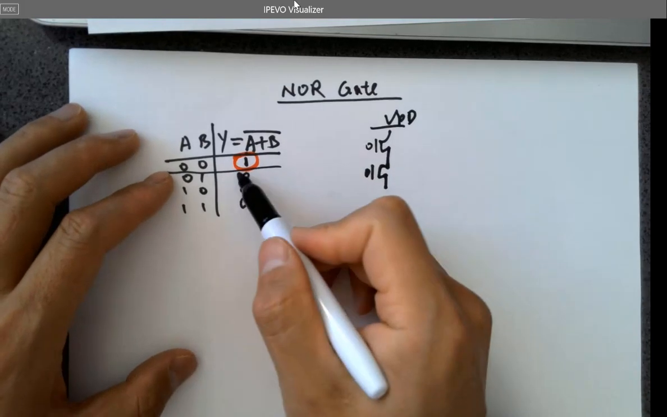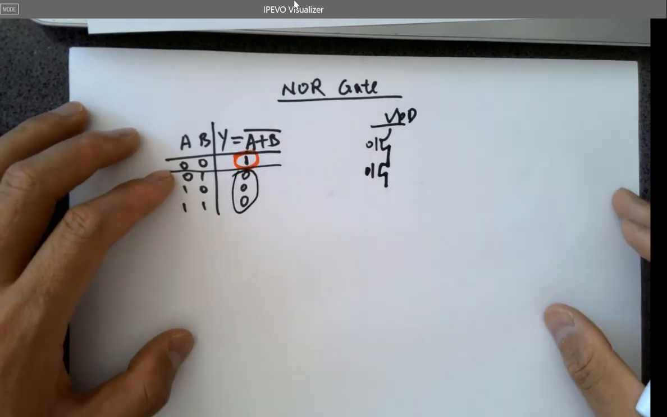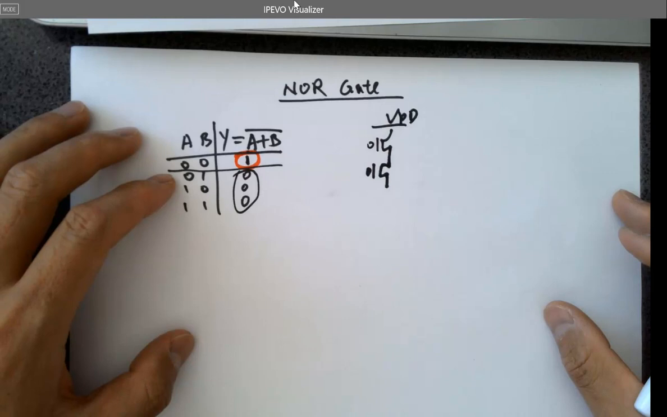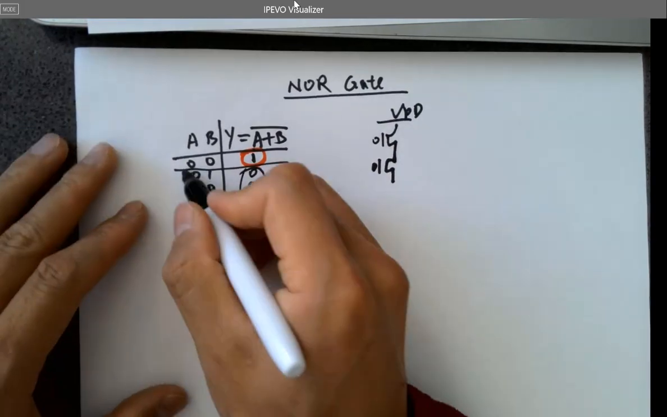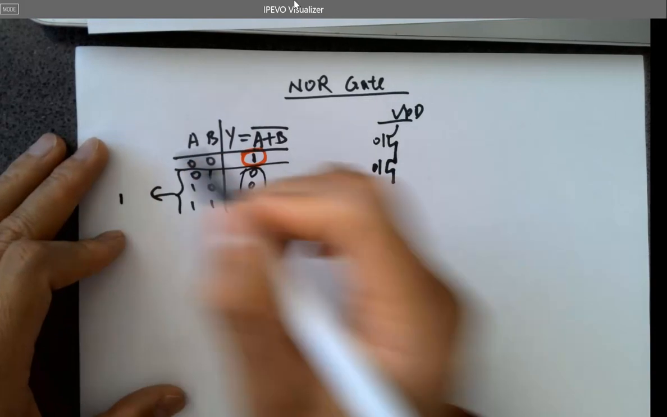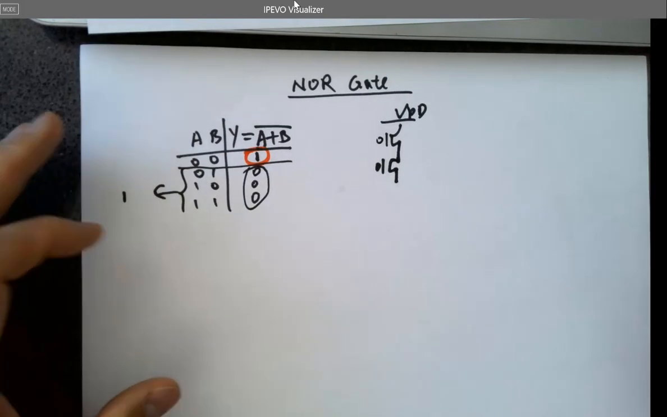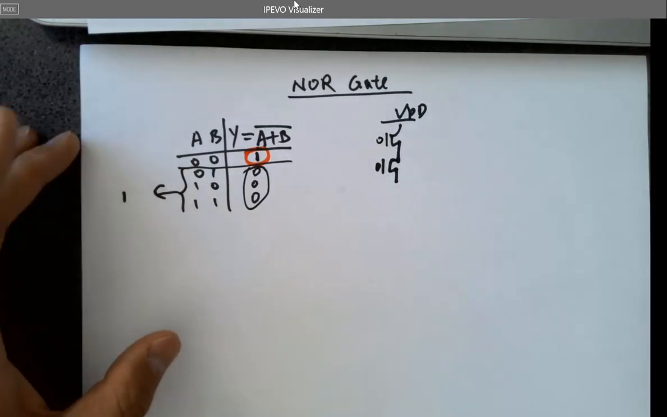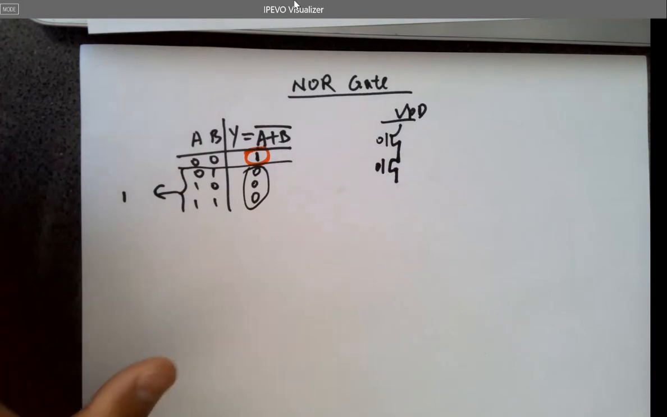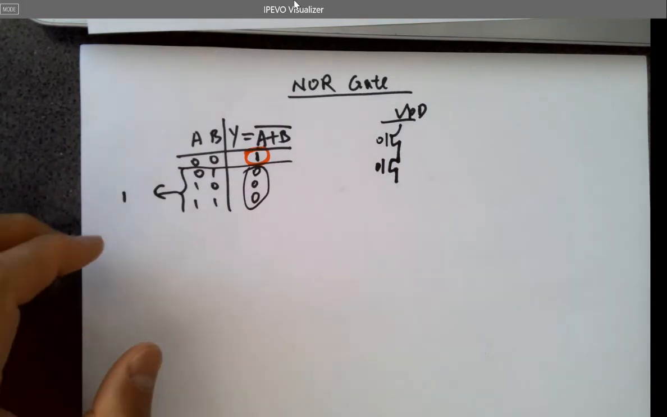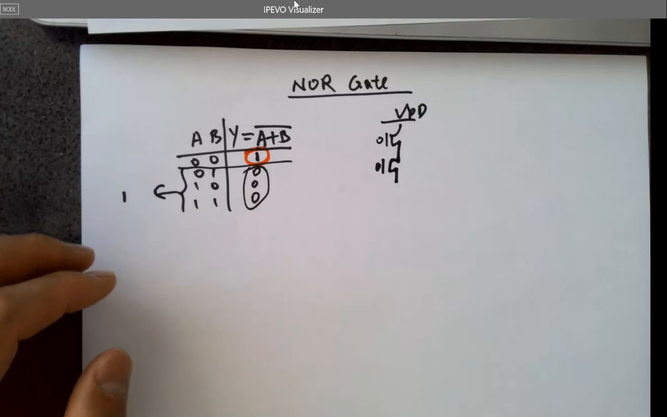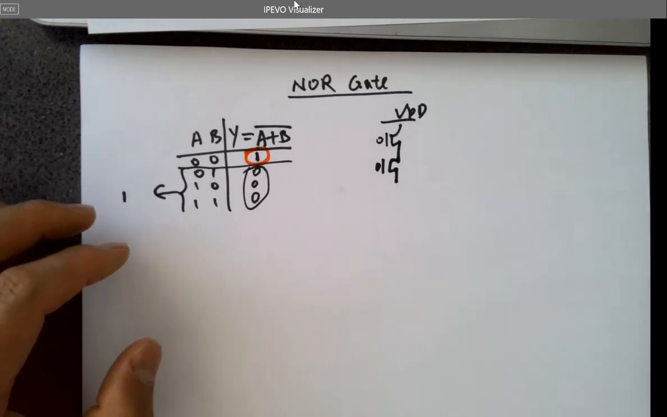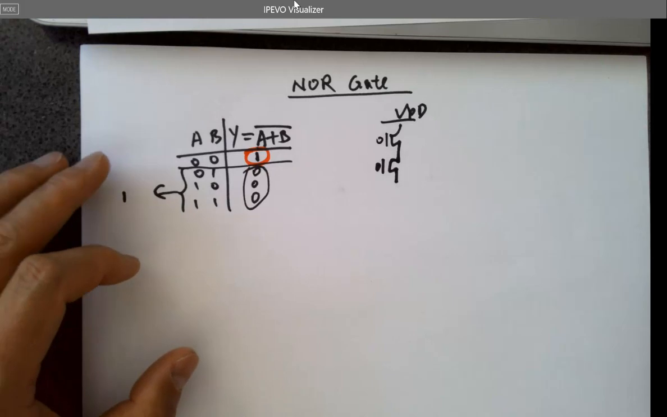Okay, to pass zeros to the output, I need the NMOSes, and you can see these combinations. The conclusion here is, as long as I have a one in there, at least one in there, can be one one, can be two ones, doesn't matter. As long as one of the NMOSes is on, it's being shorted to ground. So the two NMOSes are in parallel.